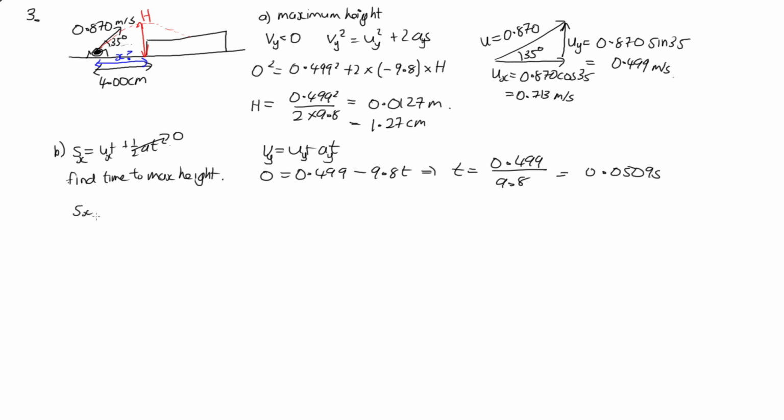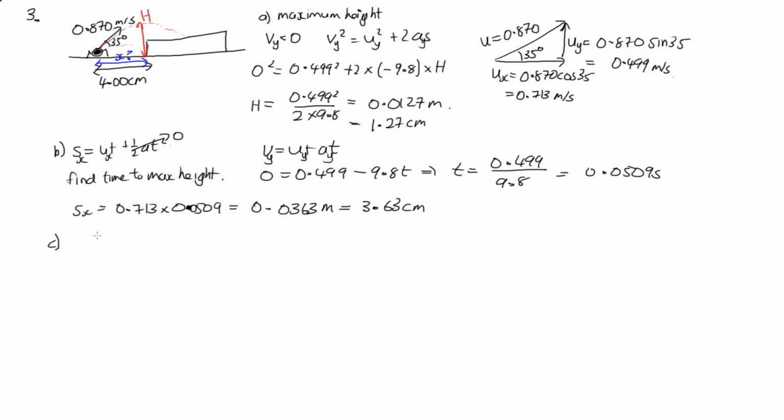So now we can substitute into this one. So s of x is equal to u of x, which is 0.713, times the time, which is 0.0509. Sorry, I left off a 0. And so solving that, I end up with 0.0363 meters, which if I times by 100, I get into centimeters. So that's 3.63 centimeters.